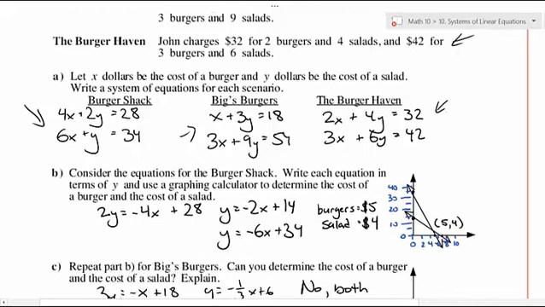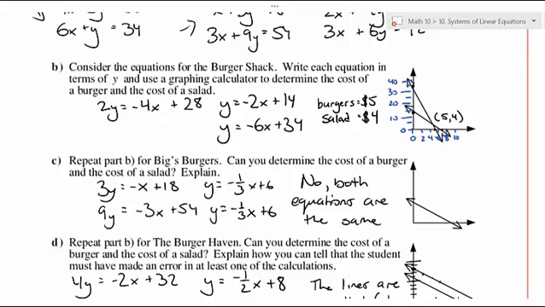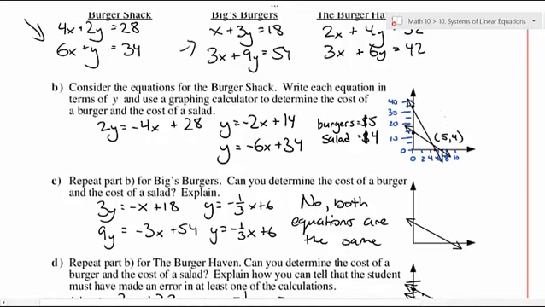Okay? Now let's talk about the Burger Shack. I've taken the two equations, I've put them in y equals mx plus b form, and then I've graphed them here, and I found that they meet at (4, 5). So that I know that the burgers are $5 and the salads are $4 in that situation.